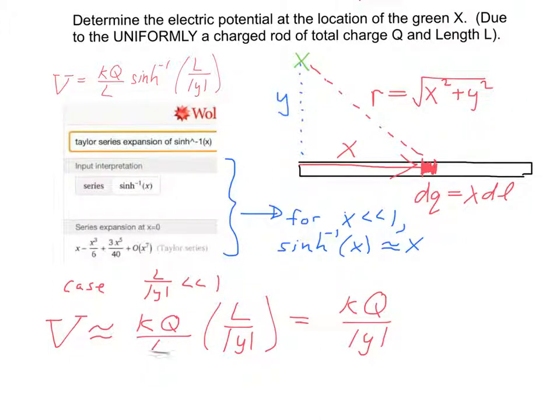When we do that, these L's cancel and we get that in this limiting case where y is much, much larger than L, which can also be written this way, the electric potential is approximately equal to k times the charge Q divided by the distance y from the charge. And this is the electric potential formula due to a point charge. So our limiting case checks out.